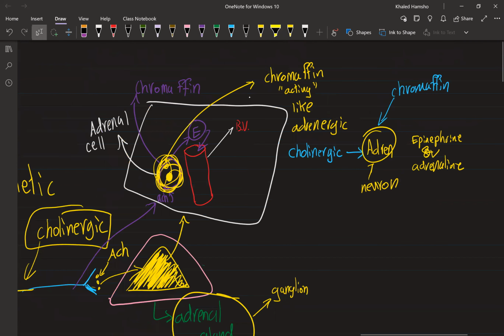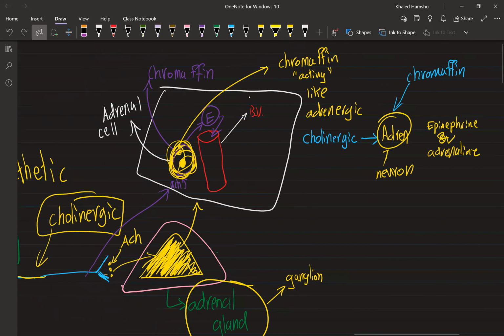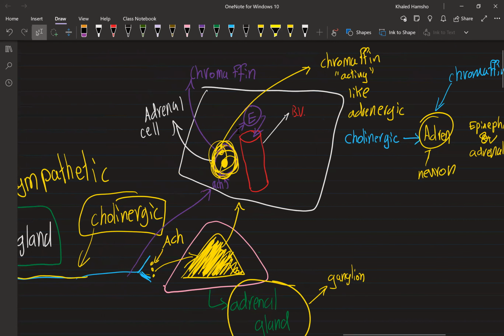So yeah, is this concept clear? I can clear it up again. Does everyone get it for the adrenal gland? It's literally just the same. The only difference is this is a cell and it's not a neuron. That's it. BV is a blood vessel. So this is a blood vessel.